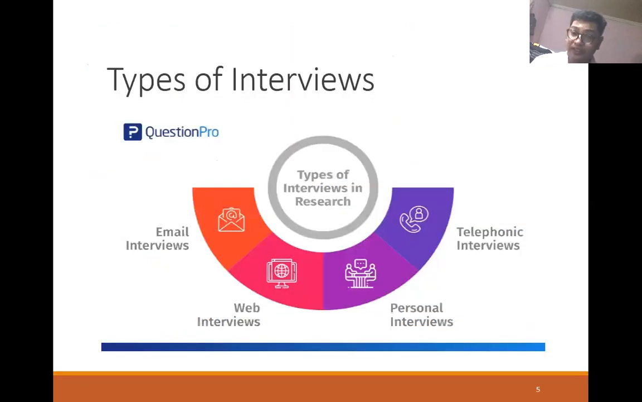Now, these are the four types of interviews in research. You can use the email interview, especially today, since in some places in the Philippines the face-to-face interview cannot be used because of the pandemic. The second one is the personal interview, the opposite of the email and the web interview, as well as the telephone interview. All of these you can use in an interview.